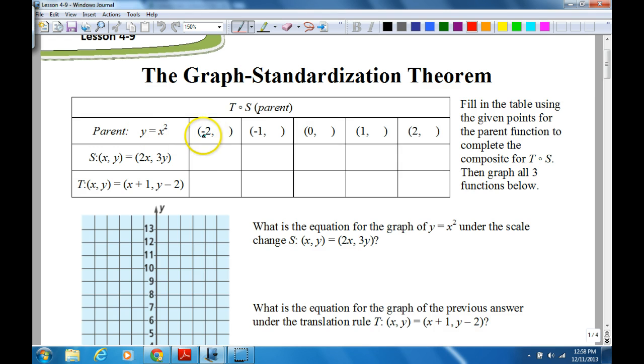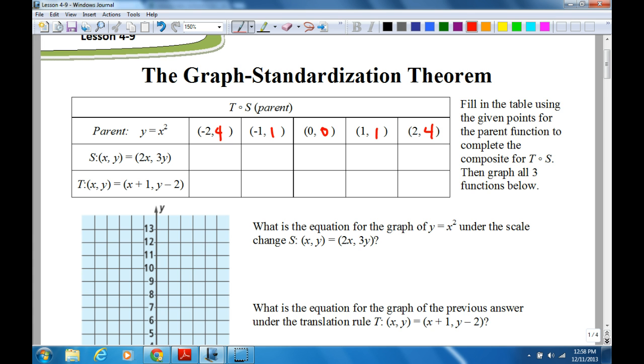If x is negative 2, what would y be in this case? 4. What is negative 1 squared? 1. So 4, 1, 0, 1, and 4. Okay.